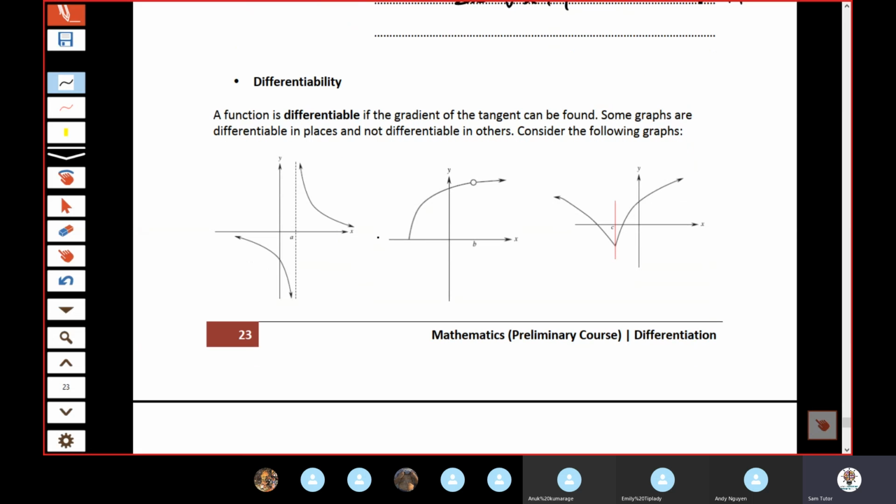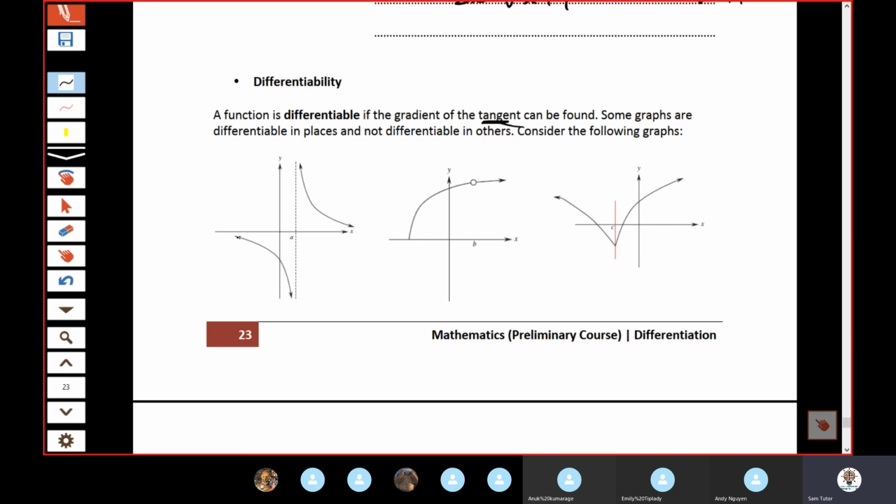Last bit of calculus, pretty much. Just to tell you when you're allowed to differentiate things and when you're not. A function is differentiable if the gradient of the tangent can be found. So pretty much you can only differentiate if you can actually find the tangent. Some graphs are differentiable in places and not differentiable in others.